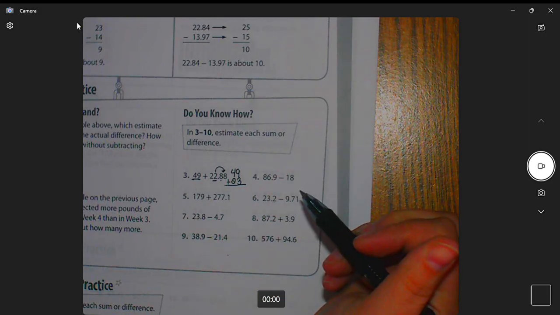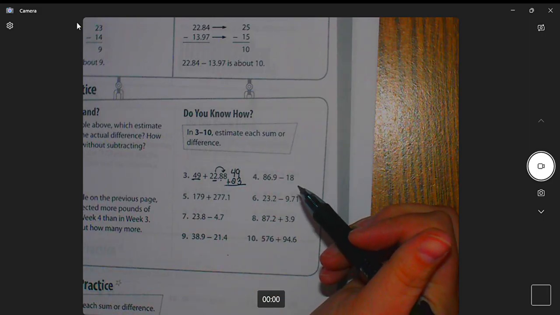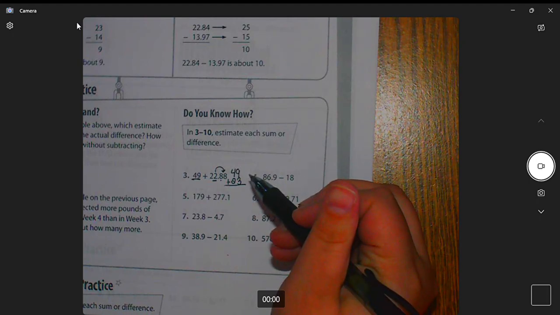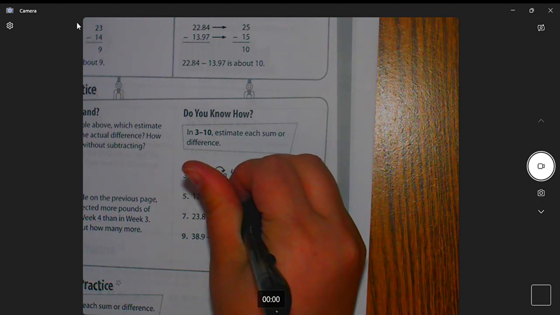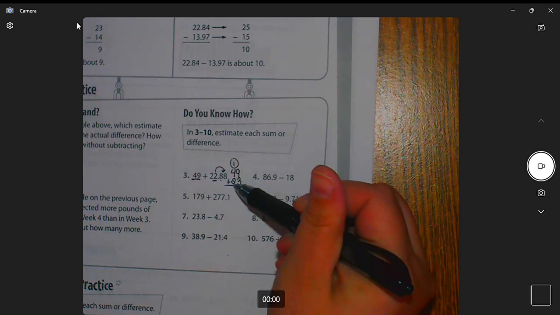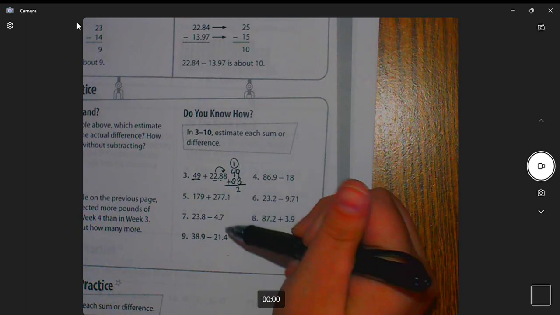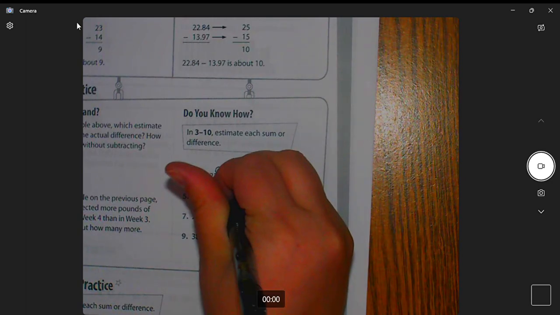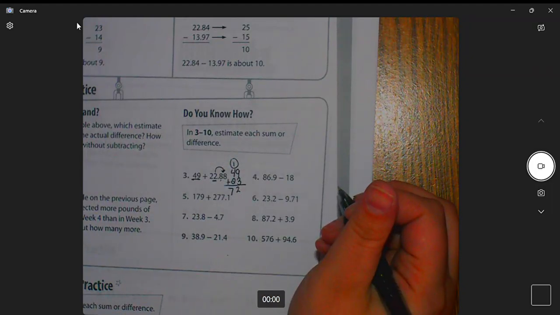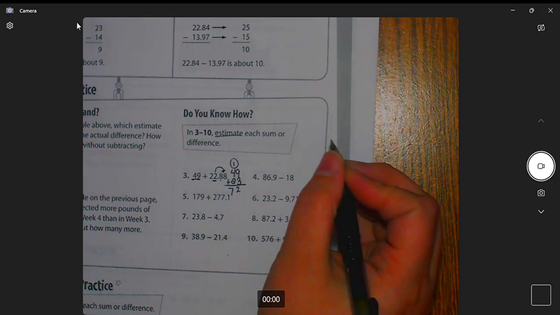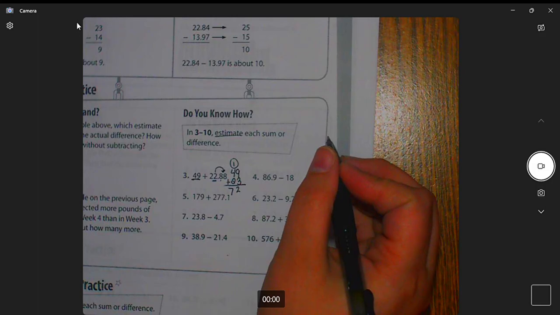Now, I can add 9 plus 3. It's 12. Good job. Put your 2, carry your 1. 2 plus 4 plus 1. Oh, you're so smart. It's roughly 72. Remember, when I estimate, I'm trying to get close to see, would this be a reasonable answer?